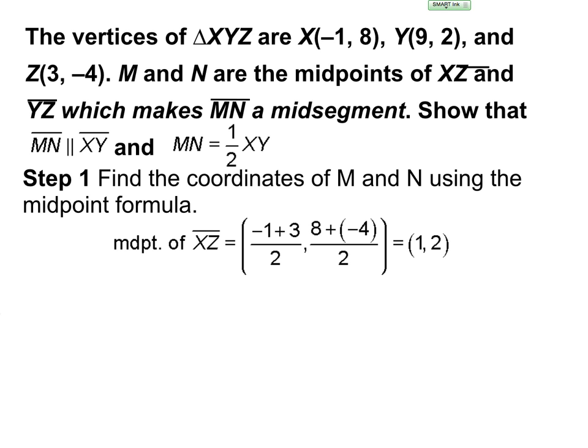Then N is the midpoint of YZ. So use Y and Z. 9 plus 3 divided by 2, plus -4 divided by 2. That's 6, -1. That's point N.